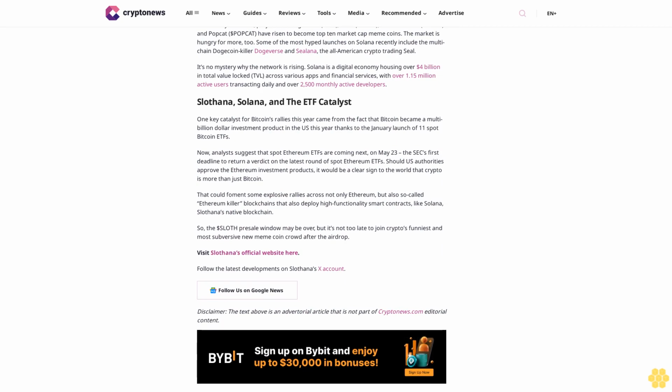Slothana, Solana, and the ETF catalyst. One key catalyst for Bitcoin's rallies this year came from the fact that Bitcoin became a multi-billion dollar investment product in the US this year thanks to the January launch of 11 spot Bitcoin ETFs. Now, analysts suggest that spot Ethereum ETFs are coming next, on May 23, the SEC's first deadline to return a verdict on the latest round of spot Ethereum ETFs. Should US authorities approve the Ethereum investment products, it would be a clear sign to the world that crypto is more than just Bitcoin. That could foment some explosive rallies across not only Ethereum, but also so-called Ethereum killer blockchains that also deploy high-functionality smart contracts, like Solana, Slothana's native blockchain.